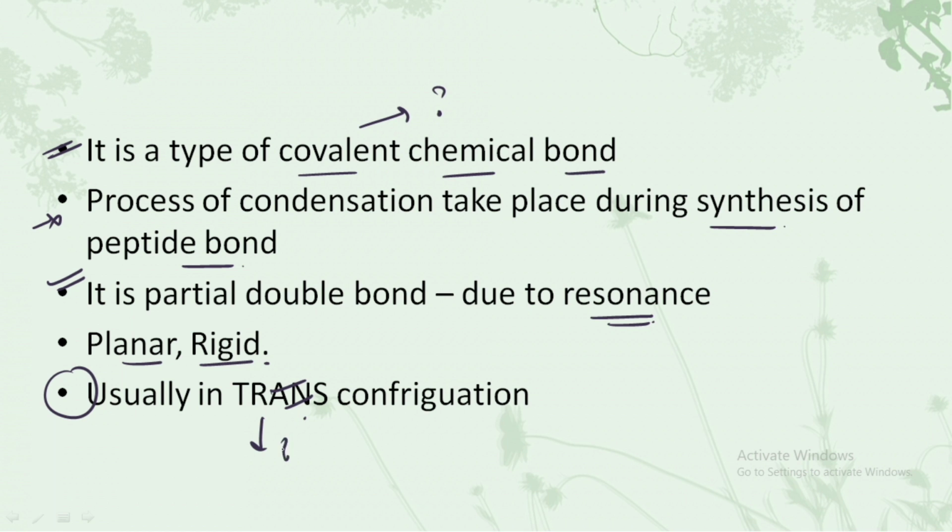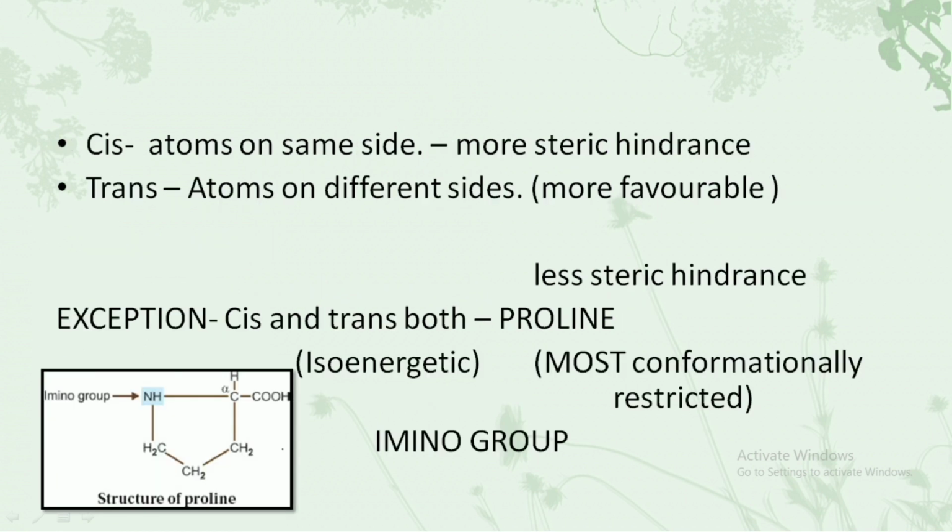So what is trans configuration now? Trans and cis are two alternatives of each other. Cis means when the atoms are present on the same side, that is when there is more steric hindrance, and trans is when the atoms are present on different sides. For example, cis means that we have C=N-H.